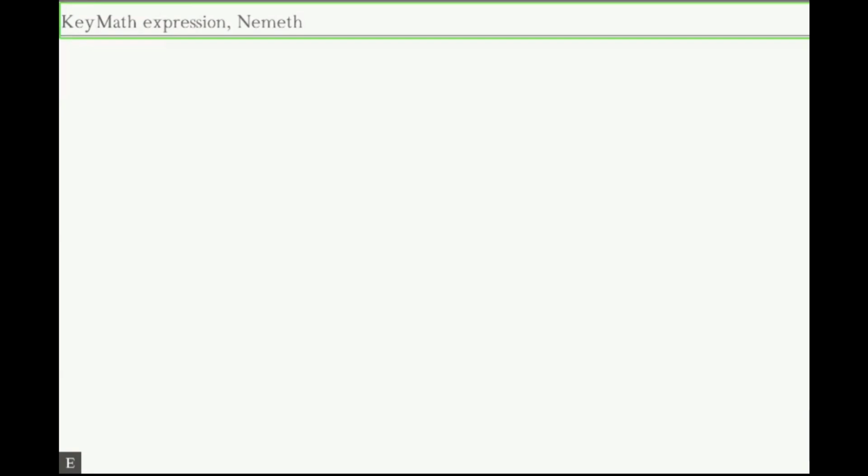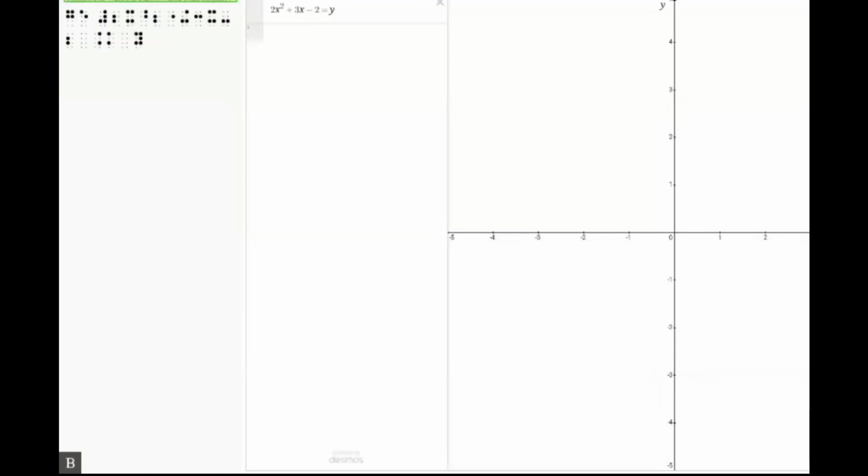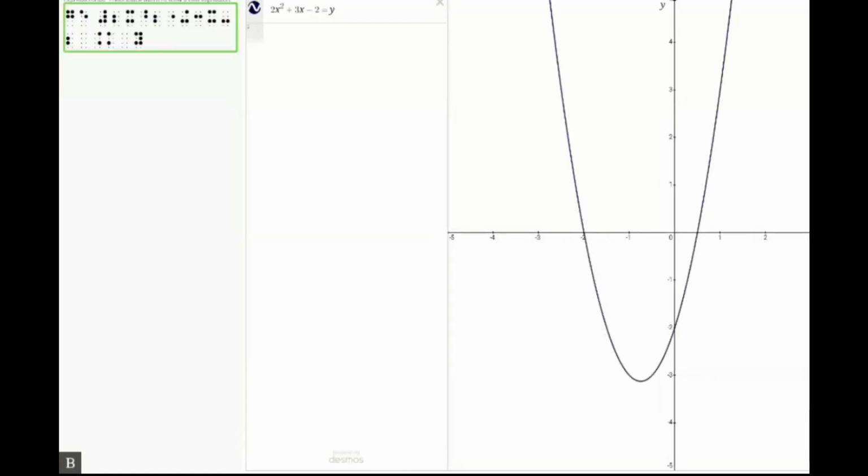I see it says KeyMath expression Nemeth, so it's telling me I'm typing in Nemeth Braille. And I'm going to type in the expression 2x squared plus 3x minus 2 equals y. And I just type that in Nemeth Braille. I'm going to press the Enter key. KeyMath. And now I see that expression has been graphed. I see the expression now with a symbol saying that it graphed successfully. The abbreviation GE precedes the expression here of 2x squared plus 3x minus 2 equals y.